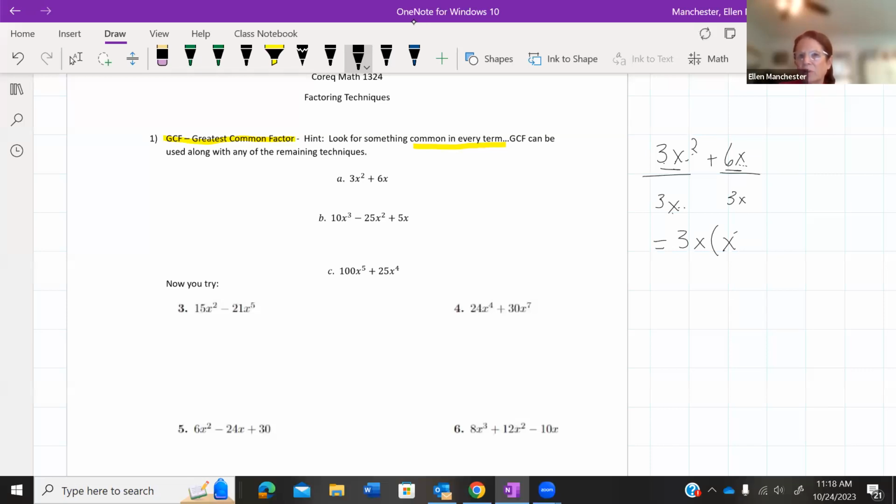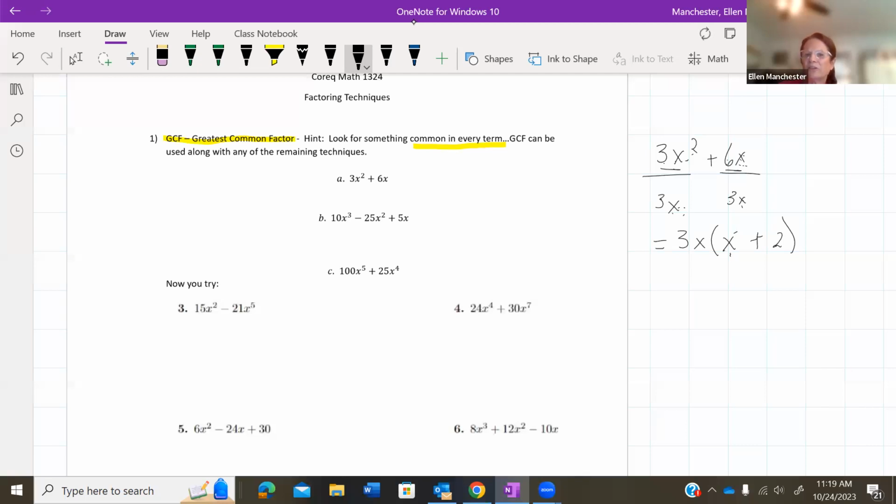Or you can look at it this way. I have 2 x's on top, and I take 1 x off the bottom. And what do I have left? I have 1 x left. And then I jump over here, and I'm going to do the same thing. 6x divided by 3x is just 2. So 6 divided by 3 is 2, and the x's cancel each other.